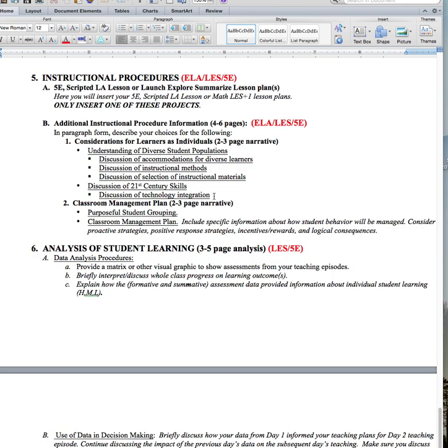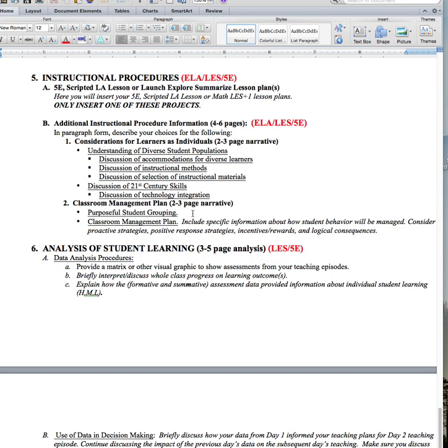How is the teacher using technology? And then there's the student part. How is the student integrating technology? How are they using technology in these lessons? So make sure you address both of those perspectives. So once you have that done, it should be a couple of pages.